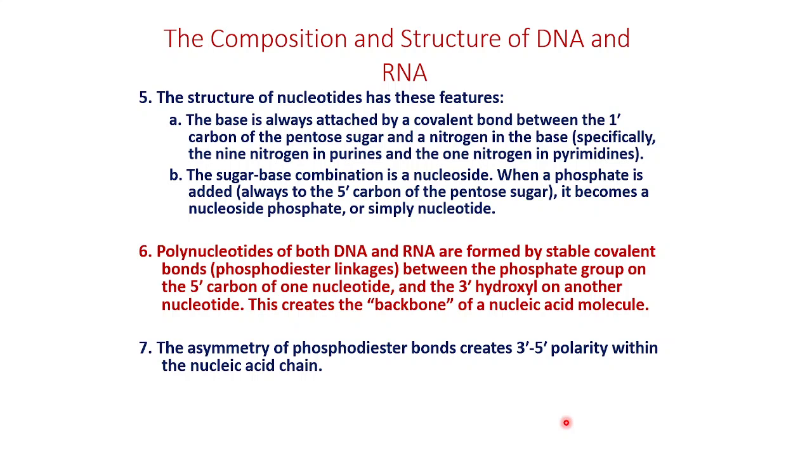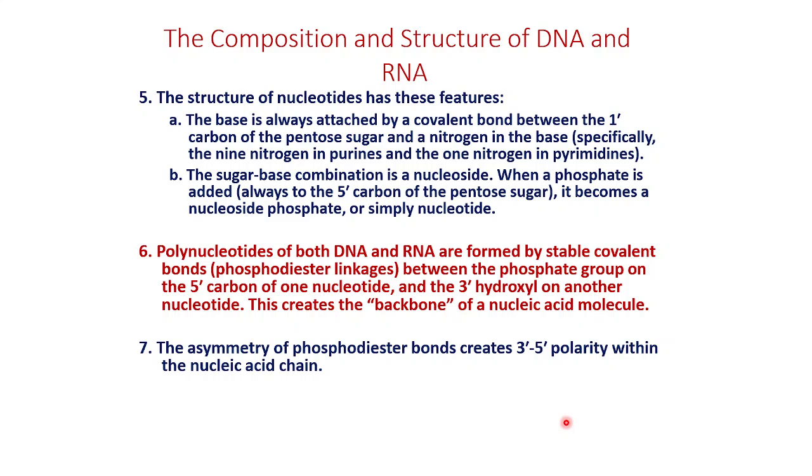The base is always attached by a covalent bond between the 1' carbon of the pentose sugar and a nitrogen in the base, specifically the 9 nitrogen in purines and the 1 nitrogen in pyrimidines. The sugar-base combination is a nucleoside, and when a phosphate is added, always to the 5' carbon of the pentose sugar, it becomes a nucleoside phosphate, or simply a nucleotide.